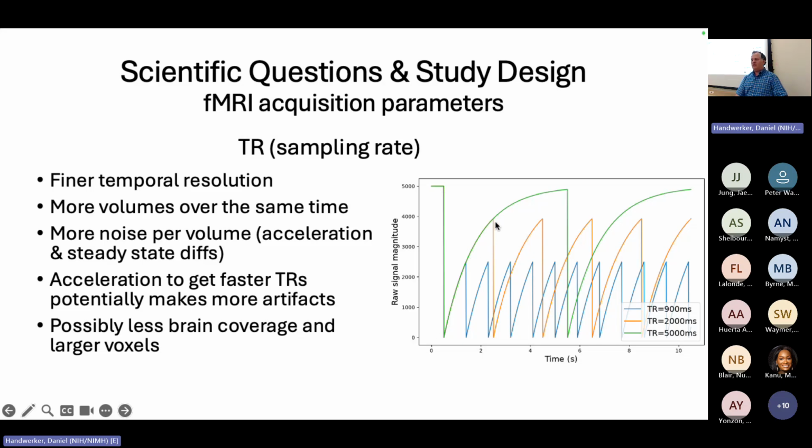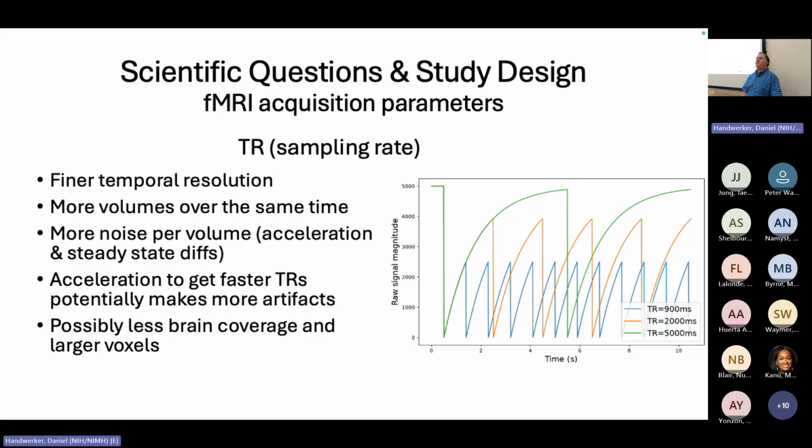But if I go to a 2 second TR, it starts to recover and then you drop it again, then it starts to recover and you drop it again. And at 900 milliseconds, it's going up and dropping and going up. This range from top to bottom affects your signal magnitude. So a short TR is hitting your signal quality that way. Possibly acceleration is hitting it too.